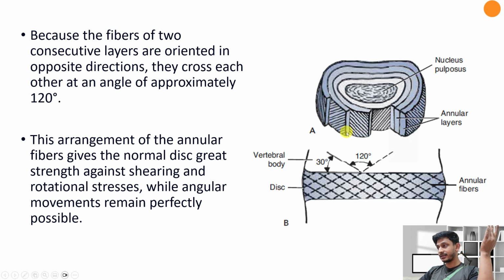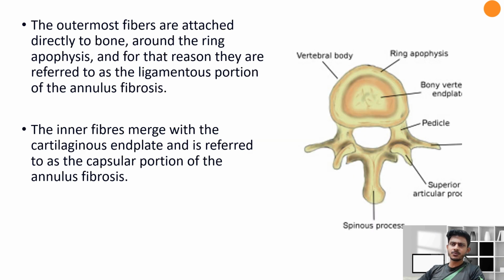In the layer inside that, the fibers run at an angle of 120 degrees to the outermost layer, and the next inner layer is again at 120 degrees to its outer layer, and these run at about a 30-degree angle to the vertebral disc. So what this arrangement does is give these annular fibers great strength against shearing and rotational stresses, basically.